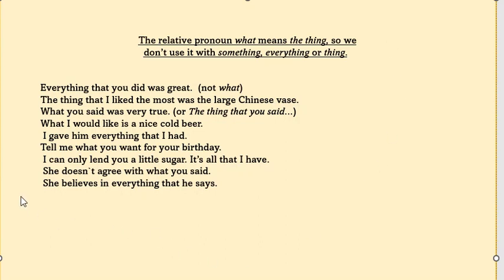I can only lend you a little sugar. It's all that I have. Not all what I have, all that I have. She doesn't agree with what you said. She believes in everything that he says.